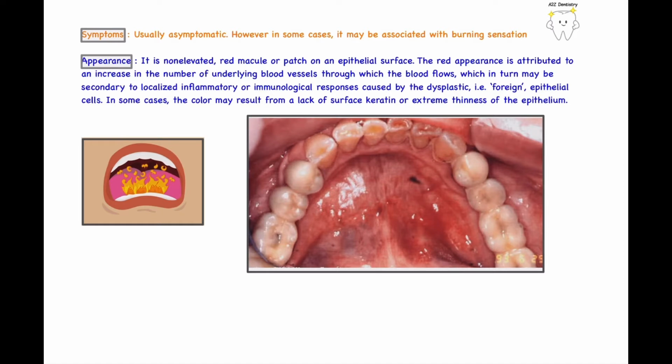Okay, so it might present as a red macule or a patch on the epithelial surface. Now erythro itself means red and plakia means a patch, so it is a red type of patch present on the oral mucosal surface. Now the red appearance is mainly attributed to an increase in the number of blood vessels.